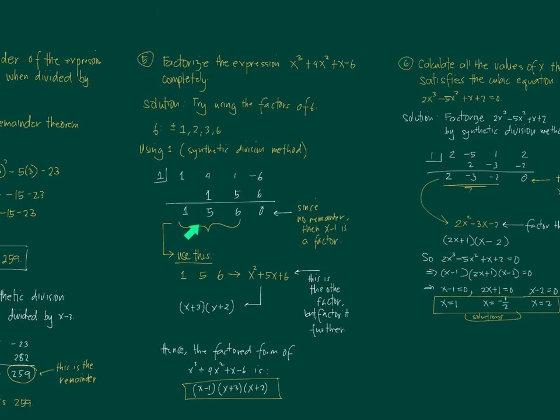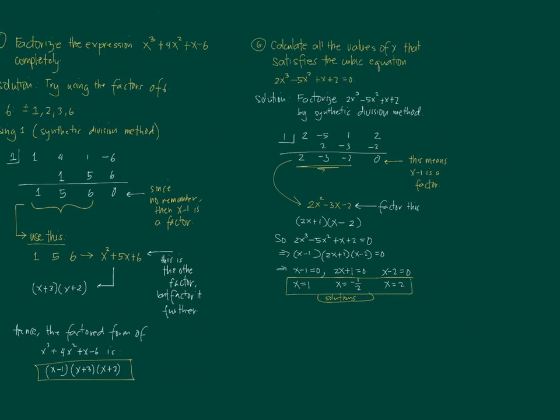Now I will not leave the solution without considering 1, 5, and 6. This will be the coefficients of the other factor. 1 means x squared, 5 means 5x, and 6 is just 6. Factor this, and you get x plus 3 and x plus 2, which are the other factors of the given expression. So in the end, just write the factors in the form x minus 1, x plus 3, and x plus 2.